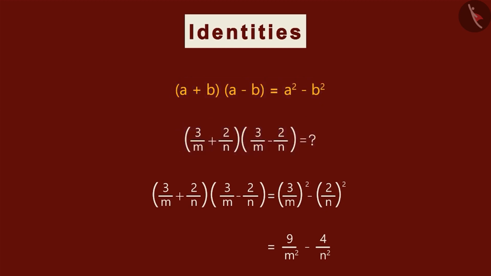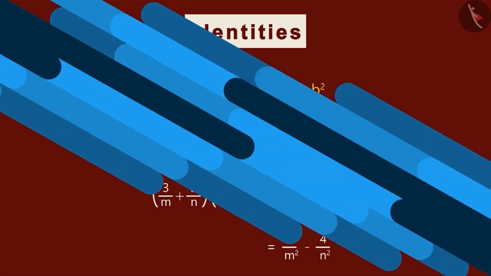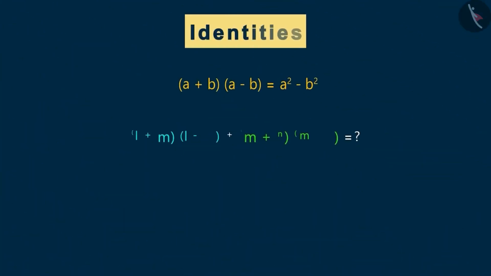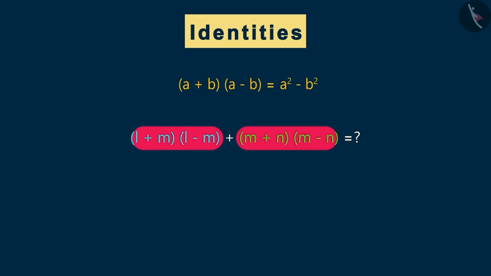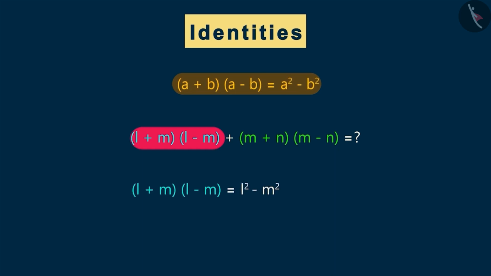Let us now look at the last example related to this identity. Can you find the answer for this expression? We can solve this expression in two parts. This is the first part and this is the second part. Consider the first part. Since it is in the form of this identity, we can write it like this.